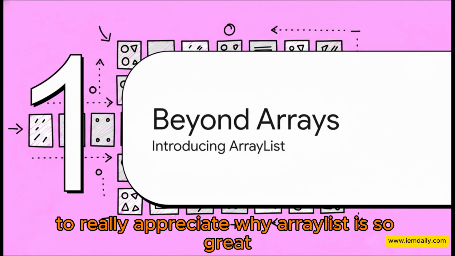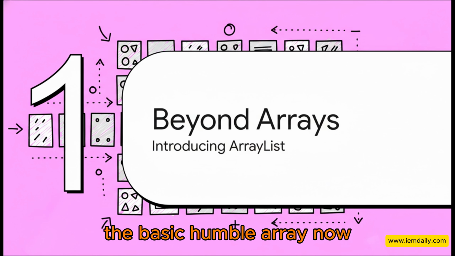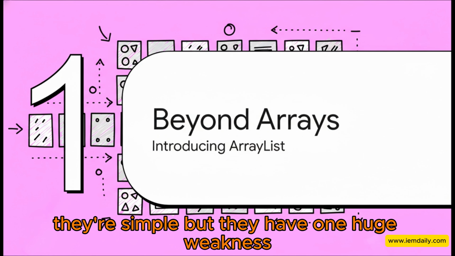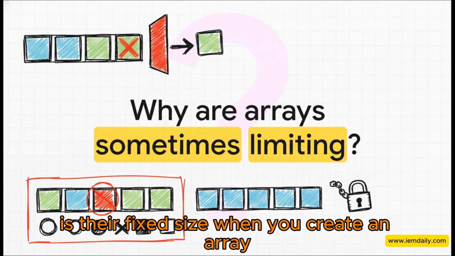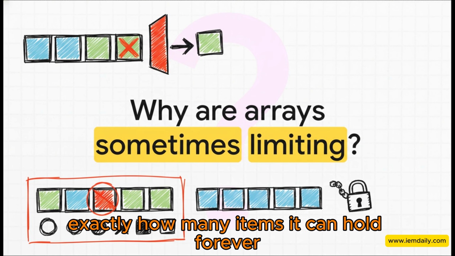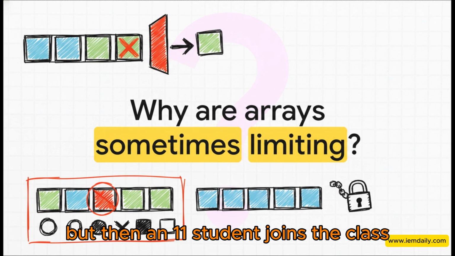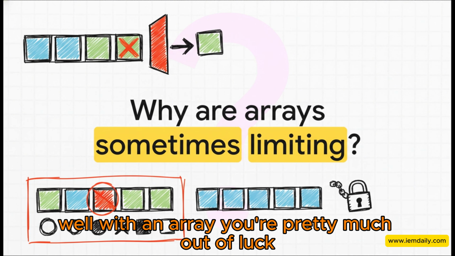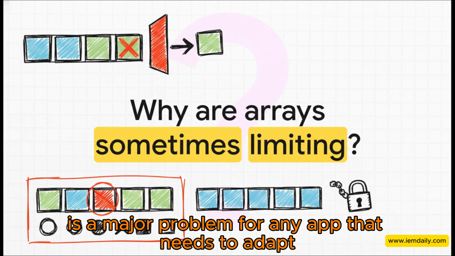To really appreciate why ArrayList is so great, you first have to understand the thing it was designed to improve upon, the basic, humble array. Now, arrays are fundamental in programming, don't get me wrong. They're fast, they're simple, but they have one huge weakness. And that weakness, that deal breaker, is their fixed size. When you create an array, you have to decide right then and there exactly how many items it can hold, forever. So imagine you make an array for, say, 10 students, but then an 11th student joins the class. What do you do? Well, with an array, you're pretty much out of luck. You can't just add another spot. And that inflexibility is a major problem for any app that needs to adapt.